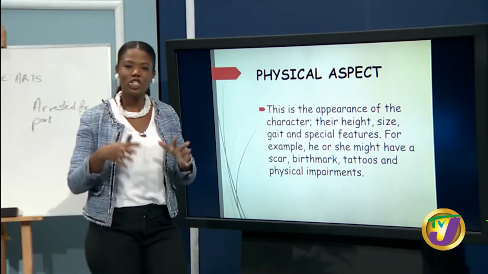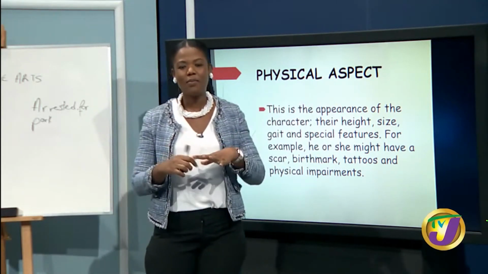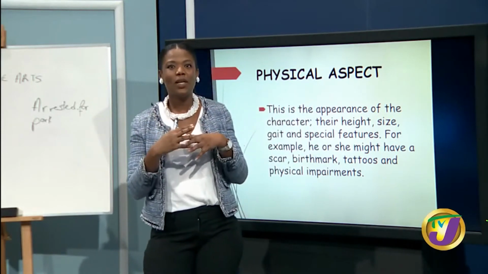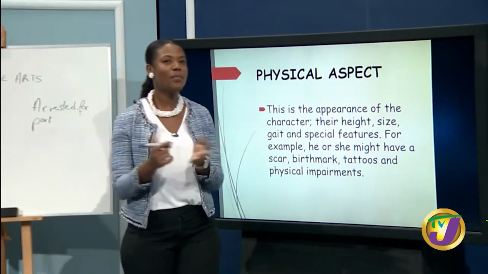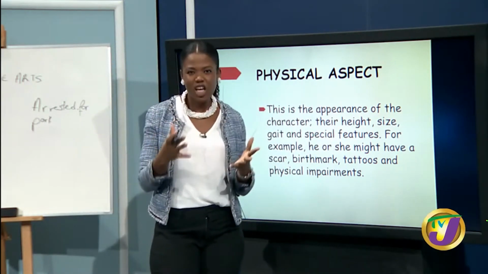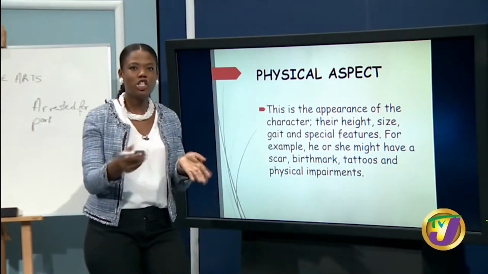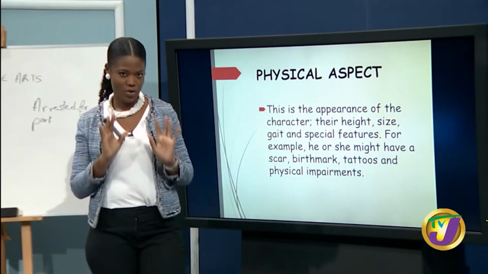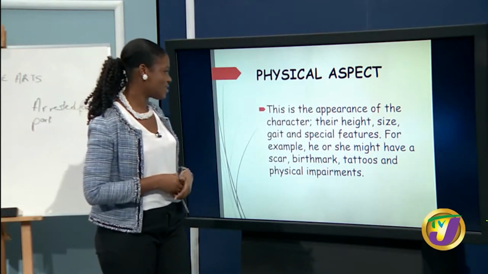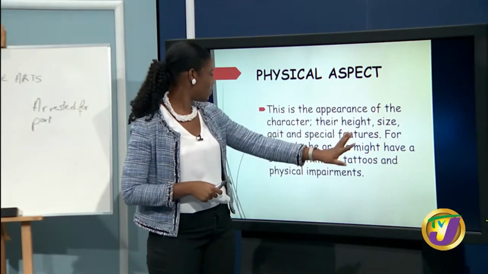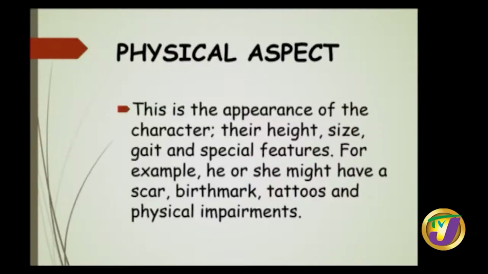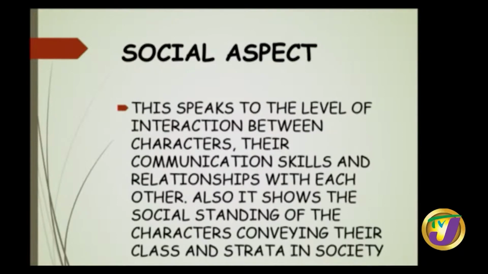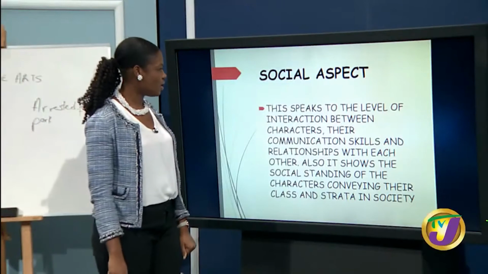So it could be a short person, slim built, like somebody who is a jockey, they're always short and slim. So if we, for example, are creating a character who is a jockey, we could say, okay, you're short, you're slim, so you could fit that role really well. All right, so that takes care of the physical aspect. He or she might have a scar, birthmark, as we've said before, tattoos, and physical impairments. We're coming down nicely. The social aspect of the character.